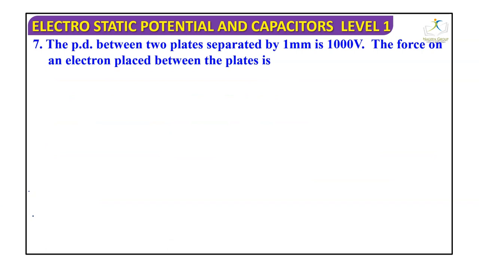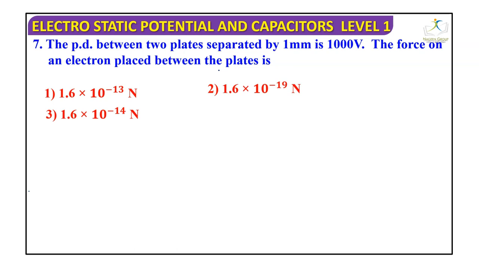The potential between two plates separated by 1 millimeter is 1000 volt. The force on an electron placed between the plates is, options we have: 1.6 × 10^-13 Newton, 1.6 × 10^-19 Newton, 1.6 × 10^-14 Newton, and the last 1.6 × 10^-10 Newton. So the correct option is a 1.